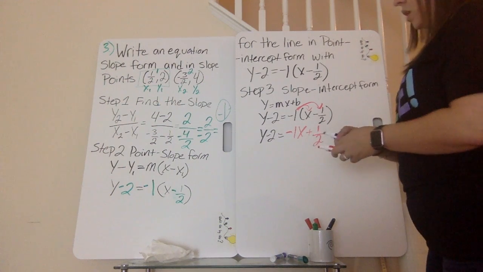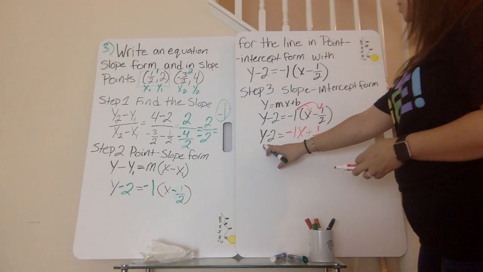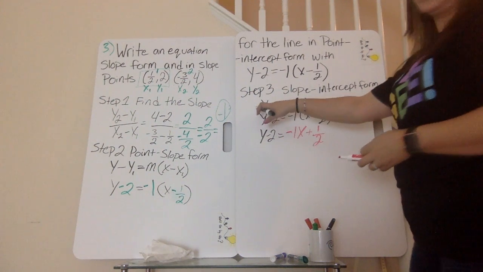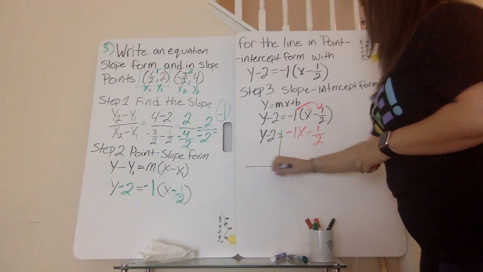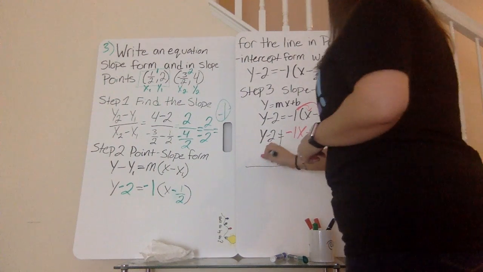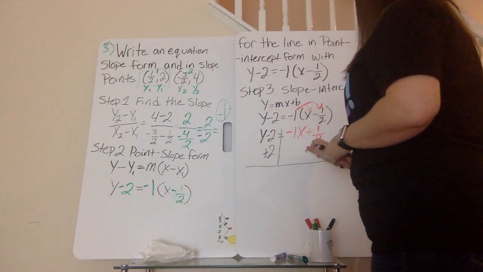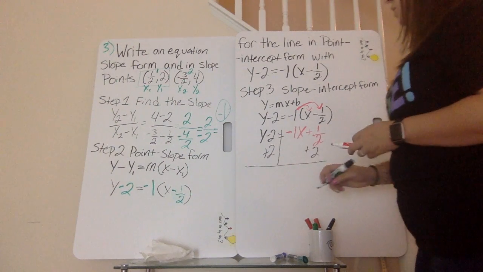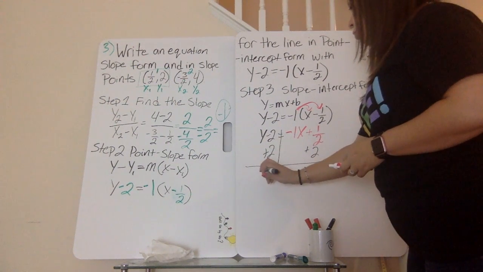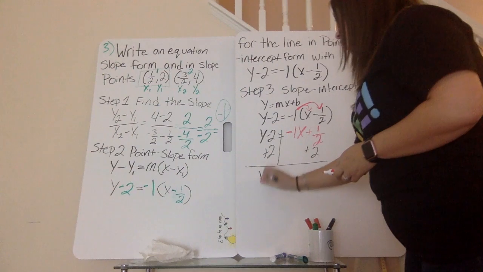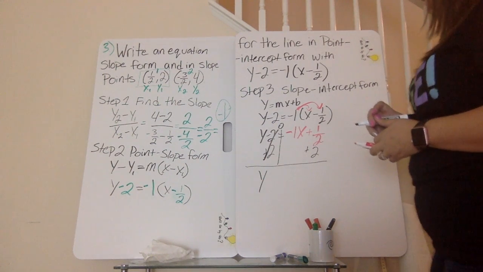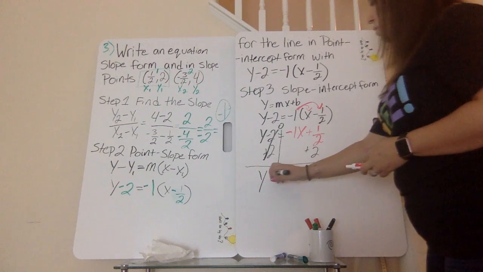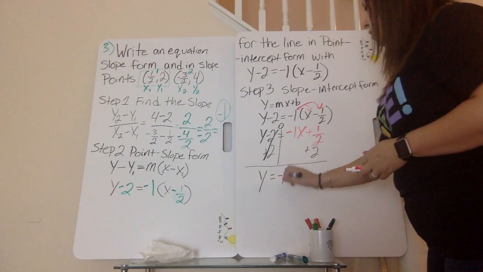From here, I'm going to move this negative 2 because I'm trying to get the y all by itself. So I'm going to do the upside down t. I'm going to add 2 to both sides because that's the opposite inverse of what we see. We're going to bring down my y. My 2's become a 0. I can bring down this negative 1x.